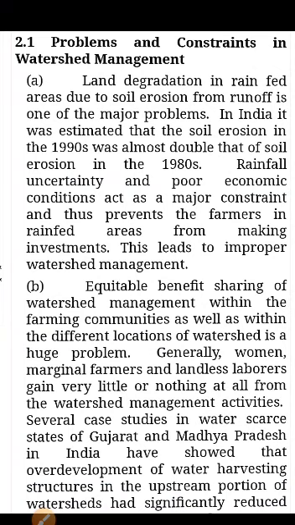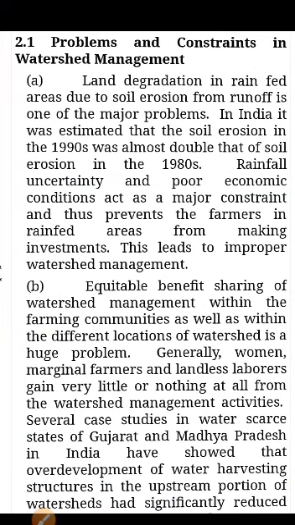Generally women, marginal farmers and landless laborers gain very little or nothing at all from the watershed management activities. Labor and women are also working very hard in the watershed management, but they are getting very little in that. So it's like partiality, because everybody is giving their best and working hard and they are getting nothing.